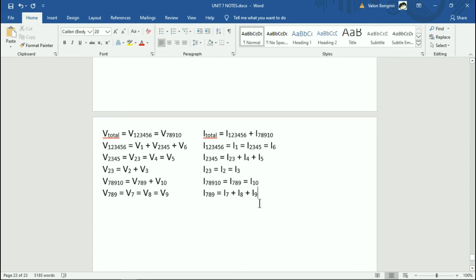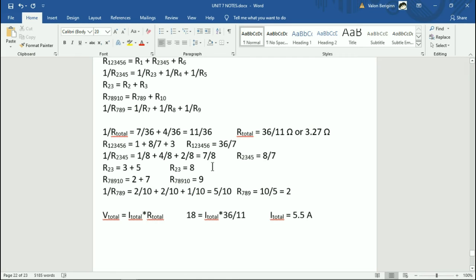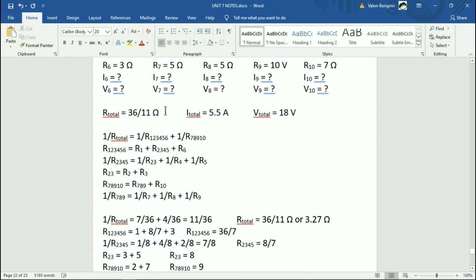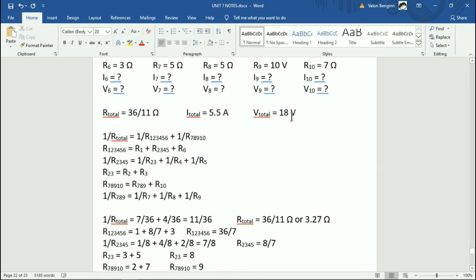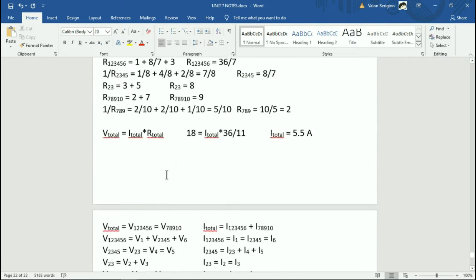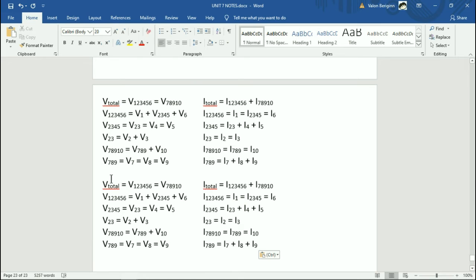So now we have to start to think about the numbers that we know. Okay, so what do we know? We know the total numbers. We know V total is 18. We know I total is 5.5. So again, let me copy and paste this before we can start figuring this out. So we know this is 18, and we know this is 5.5.